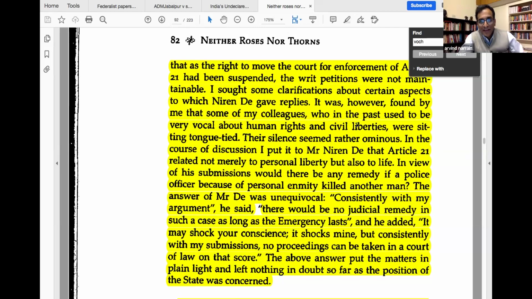Yeah, just on Justice Khanna's autobiography, any guesses anybody can say? He found that some of his colleagues who in the past used to be very vocal about human rights and civil liberties were sitting tongue-tied. Who is he referring to?